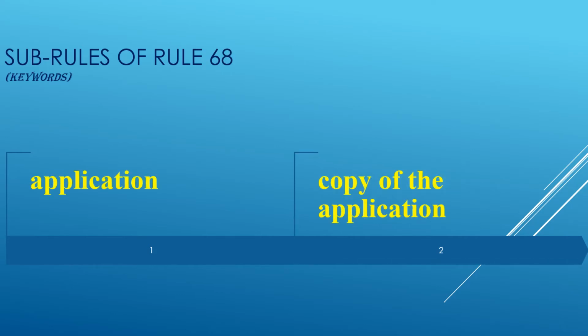Now is the turn for the subrules of Rule number 68. Let us see the keywords. The keyword for subrule 1 is application, and the key phrase for subrule 2 is copy of the application. By just remembering these two keywords or key phrases, you can very well recall the subrules of Rule number 68. Okay, let us proceed.